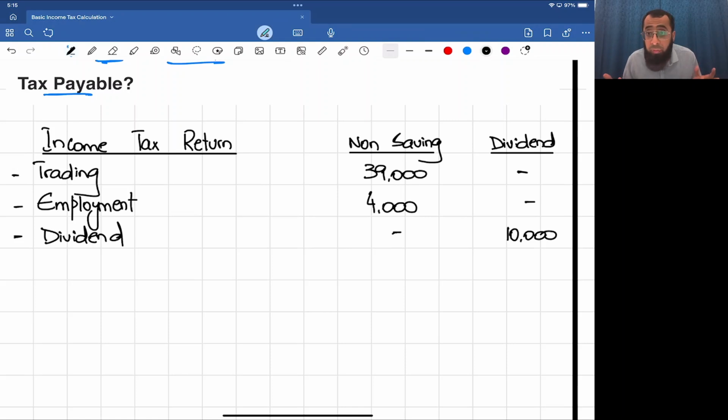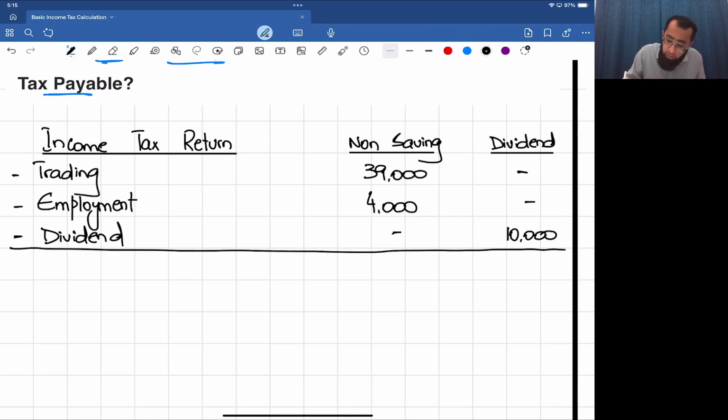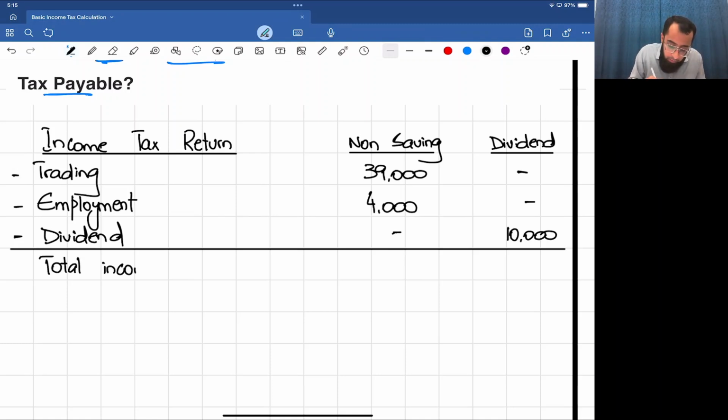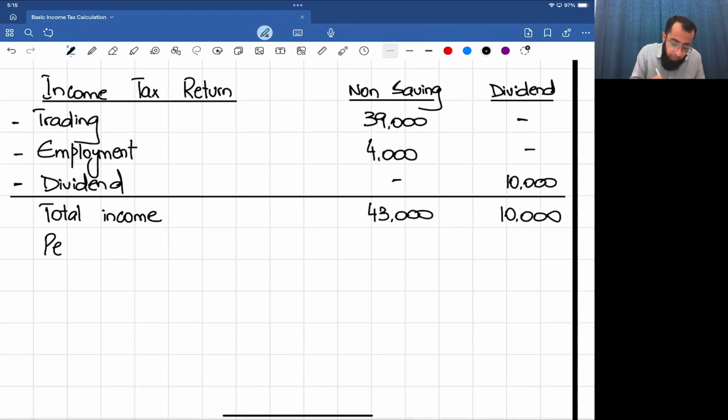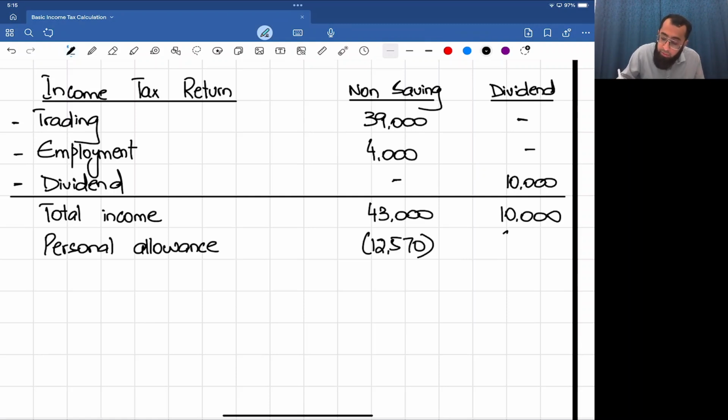I believe this is not difficult, just routine. You add up all of them to arrive at the value of total income. So your total income is 39,000 plus 4,000, it will be 43,000, and the dividend total is 10,000. You adjust your personal allowance against the non-saving income first, because non-saving income has the higher tax rates. Personal allowance, obviously it's beneficial to hit that income which has greater tax rates.